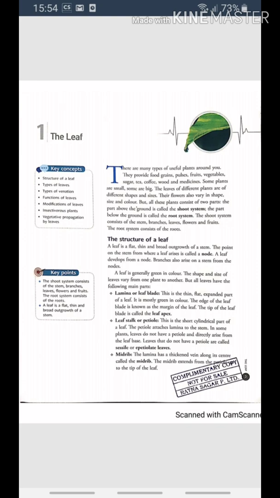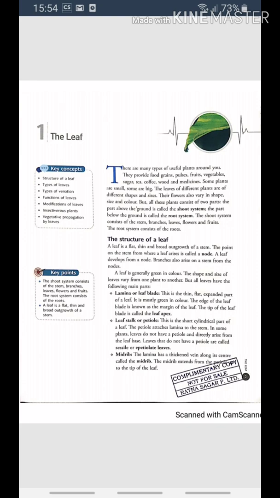Now children, see the functions of leaf. So there are three functions. First is manufacturing of food. The process by which green leaves prepare their own food by using carbon dioxide and water in the presence of sunlight and chlorophyll is called photosynthesis. The leaves produce glucose and oxygen from water and carbon dioxide during photosynthesis.